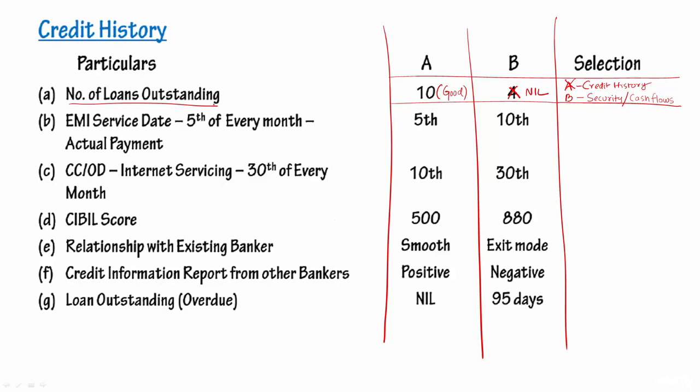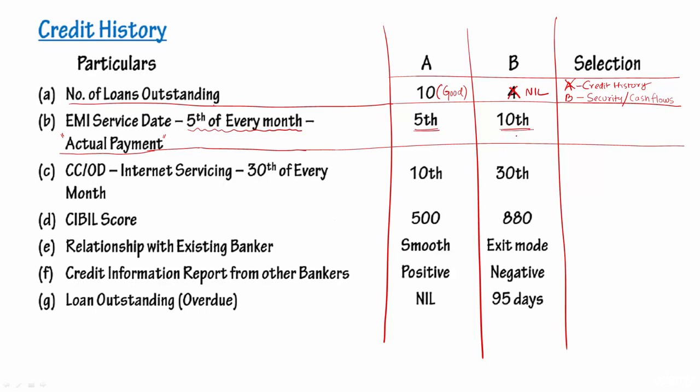Let's say there is another parameter which the bankers are going to look at. That is the EMI service date. We know that when a bank gives a loan, those loans have to be repaid on a fixed date. Let's say both customers have already taken a loan. Both are supposed to pay their EMI, that is equated monthly installment, on the 5th of every month. Let us see when they are actually making the payment. Mr. A is making the payment on the 5th itself, whereas Mr. B makes payment only on the 10th.